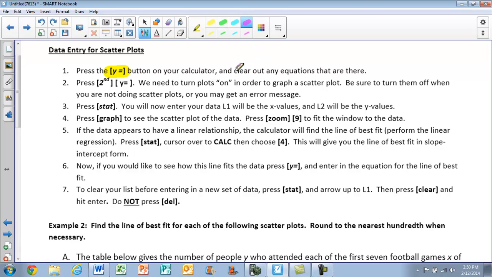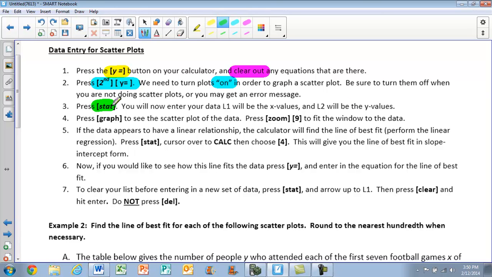You always want to make sure you clear out any equations you may have in there. The second thing is we will press second y equals, and you have to make sure you turn your scatter plots on, okay? Now, the main thing is when we go back to not using scatter plots, you do need to turn them off again, and we'll remind you guys about that.